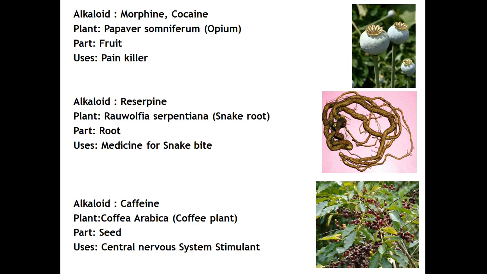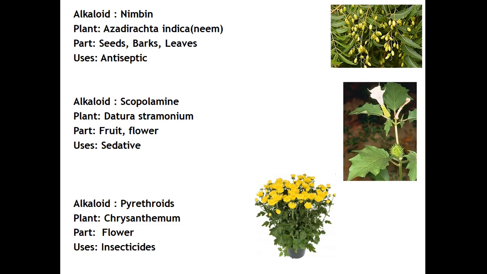The next alkaloid is caffeine, which we get from the coffee plant, that is Coffea arabica. Coffea arabica is the scientific name of the coffee plant and generally caffeine we get from the seeds, and this caffeine stimulates the central nervous system. Our central nervous system gets stimulated if you take caffeine. Hence people like to drink coffee.